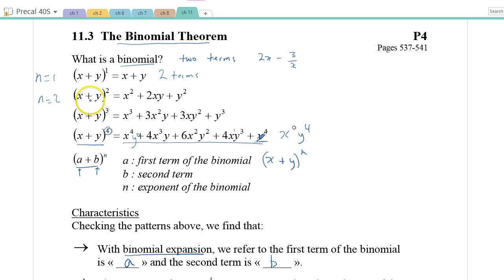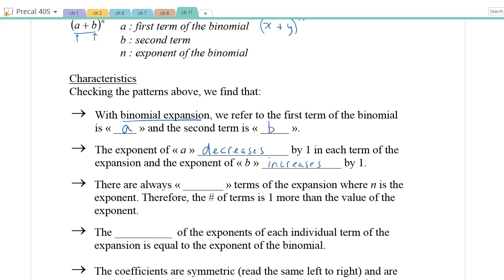How about in this one? So when n is equal to 2, there are 3 terms. I think you see the pattern. Whenever n is the exponent here, then there are n plus 1 terms, right? If this is a 4, there should be 5 terms here. 1, 2, 3, 4, 5. So there are always n plus 1 terms. Therefore, the number of terms is 1 more than the value of the exponent.